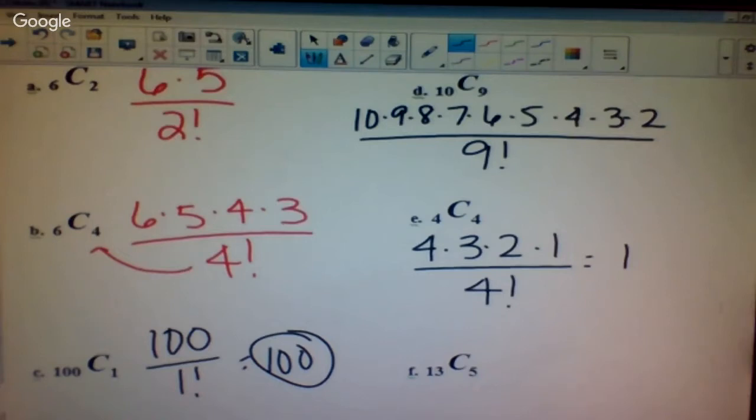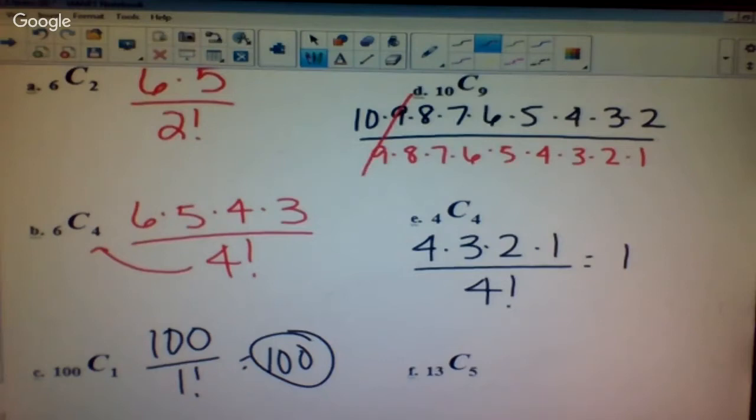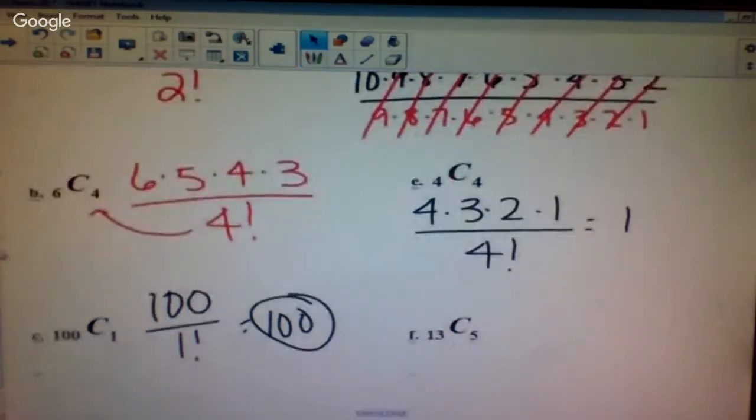We know 9 factorial is 9, 8, 7, 6, 5, 4, 3, 2, 1, correct? Yeah. Watch what happens. They cancel out. So all you're left with is 10 divided by 1, which makes your actual answer 10. Mind blown.